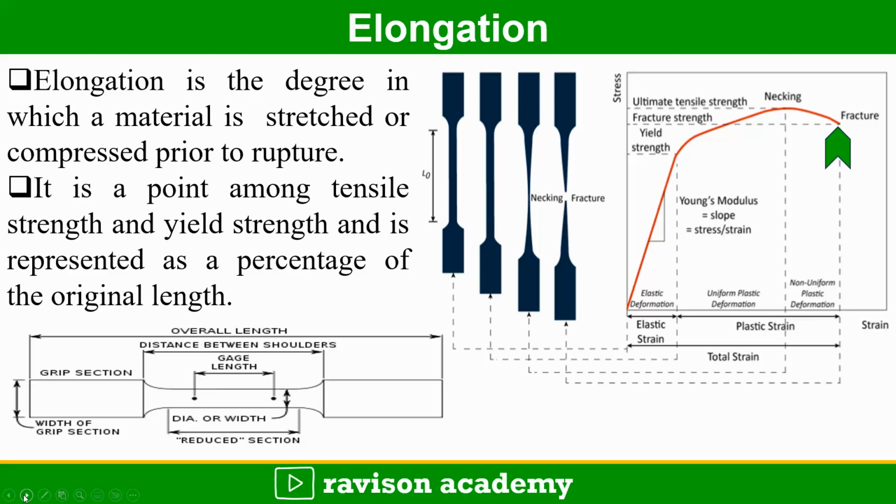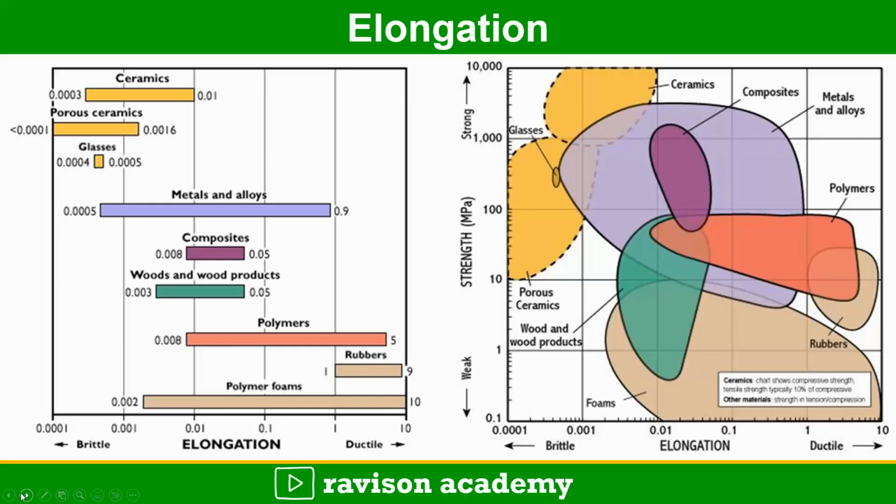of the original length. So in this picture, we can see the elongation up to the elastic limit. You can call it an elastic strain. Then beyond the yield point, we can call it a plastic strain. In the plastic strain, we will have uniform plastic deformation and also non-uniform plastic deformation. Here is a representation of different materials having different elongation.